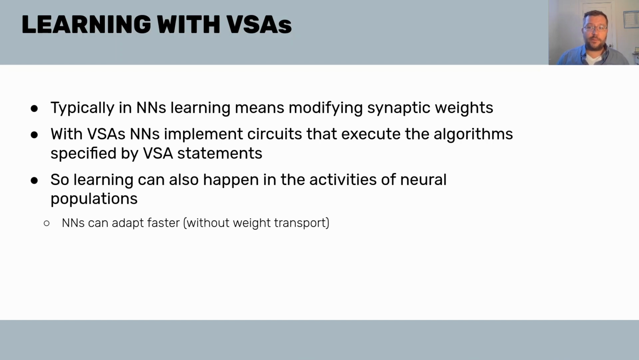And so we can have a population of neurons that would, say, represent the binding together of inputs, or it can accumulate memories in a bundle. And in theory, neural networks structured in this way can adapt quickly. And they don't necessarily need to worry about the weight transport problem, which is a big problem for biological circuits. Although, as we'll see later, these representations are still compatible with more standard gradient-based methods.